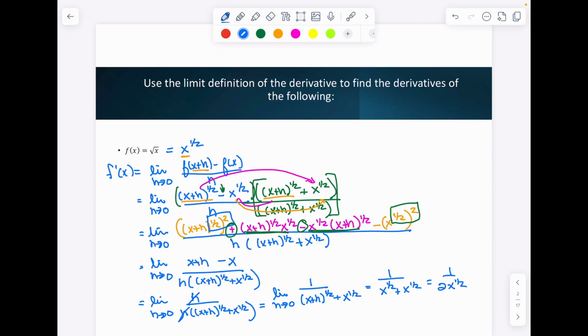I can write this in a few different ways. I could say 1/2 x to the negative 1/2, and that would be fine for my answer. You can change that back into a radical, and we could say 1 over 2 times the square root of x, and then I'd have to rationalize my denominator. I'd get square root of x over 2x, and that could be my answer.